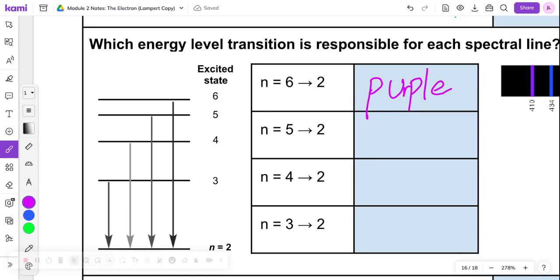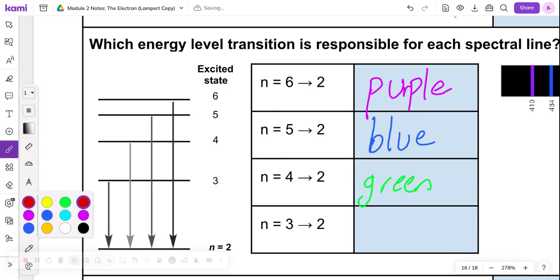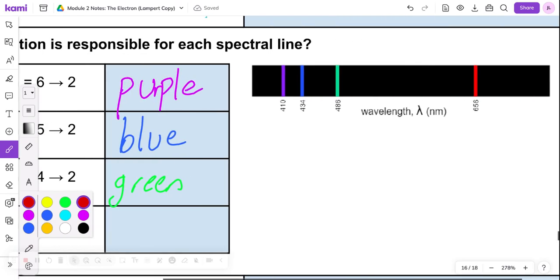If we keep going, 5 to 2 is going to be our next highest energy, so that one would be blue. 4 to 2 is the next highest energy, almost our second smallest, so that would be green. And lastly, the smallest energy change is our smallest energy light on our spectrum, so this one would be red.